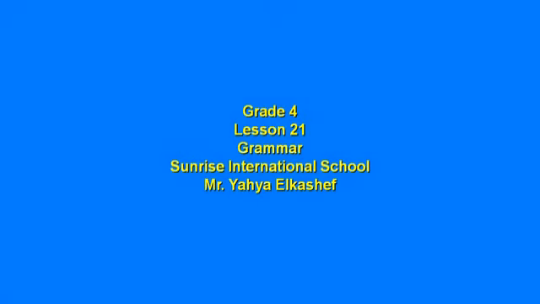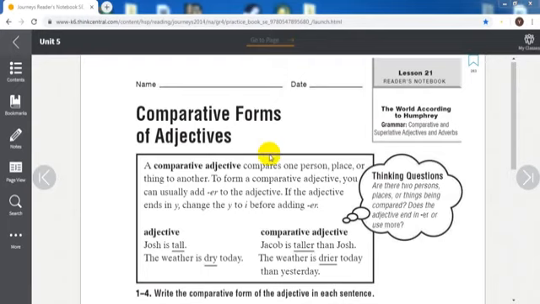It's Mr. Yahya, and today we're going to take a new lesson, lesson 21, and I'll start with the grammar in this lesson. So we're going to start with comparative forms of adjectives. So here we have a little definition of what a comparative adjective is. A comparative adjective compares one person, place, or thing to another. So between two people or two places or two things, right?